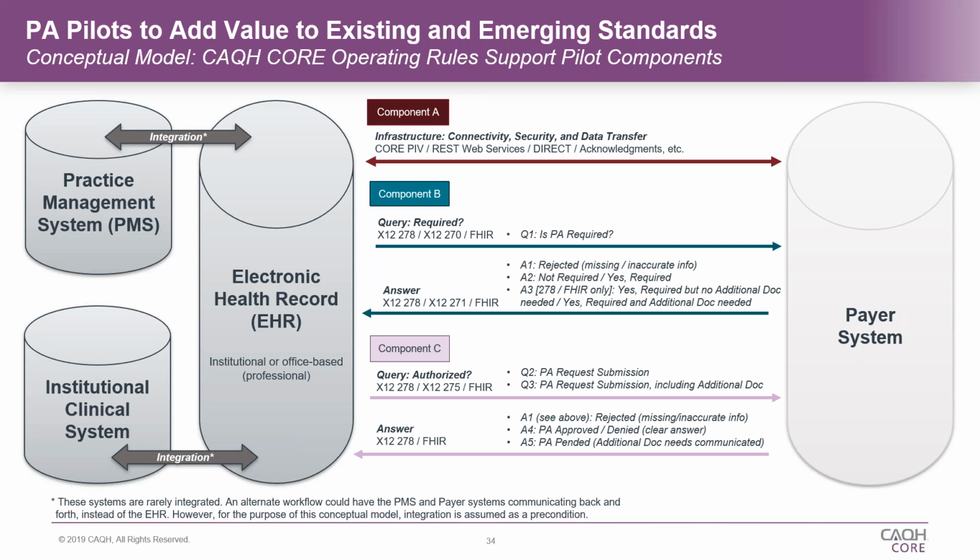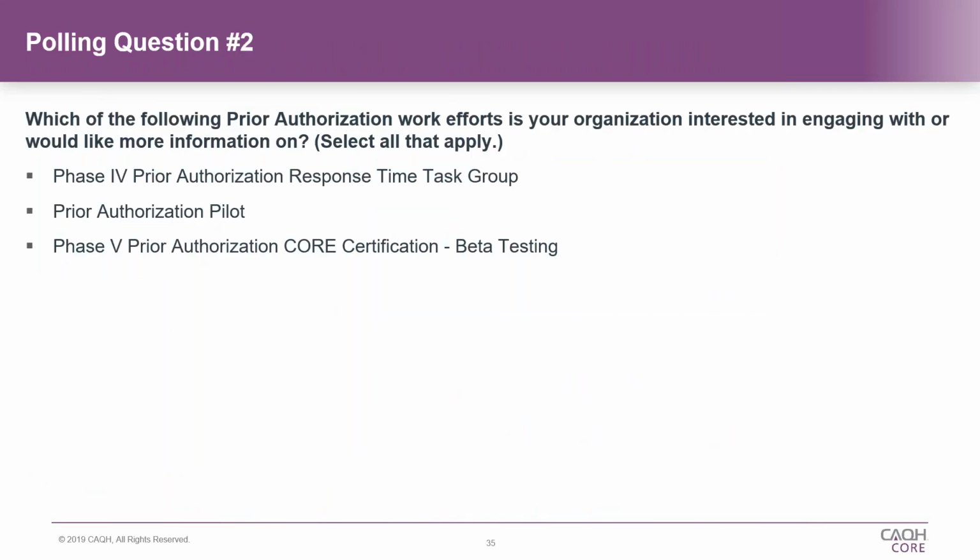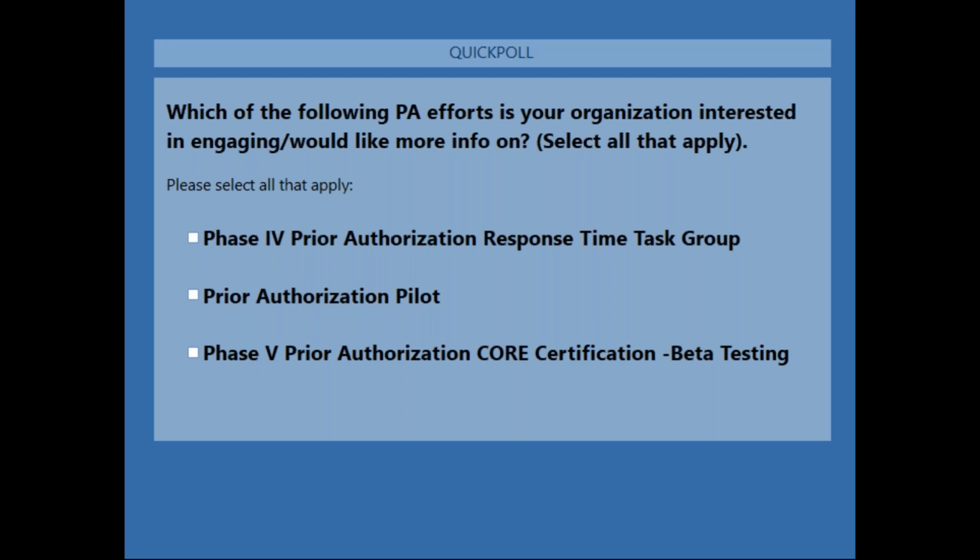With that, I'd like to hand the call back over to Jessica for our next polling question. Thank you, Bob. Bob just walked through some efforts that we are currently undertaking, where we would like to see whether you'd like to join us on them. So I'm going to go ahead and launch the second poll. If you'd like to work with us on the prior authorization response time task group, some of our pilot work, or also we're looking for beta testers for phase 5 core certification, feel free to answer the poll.